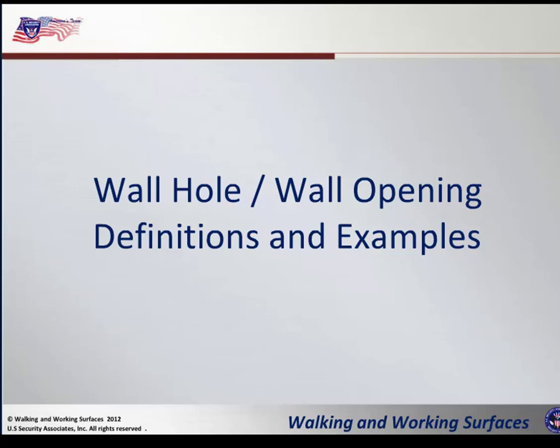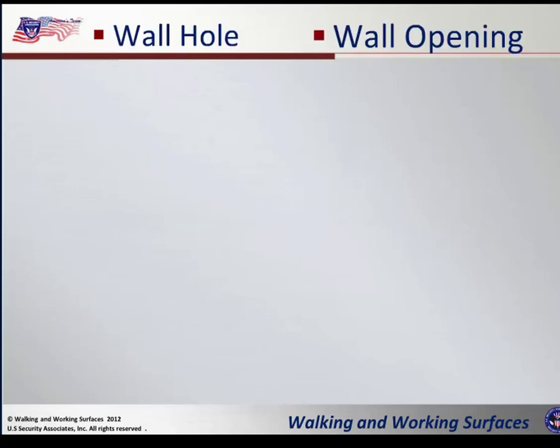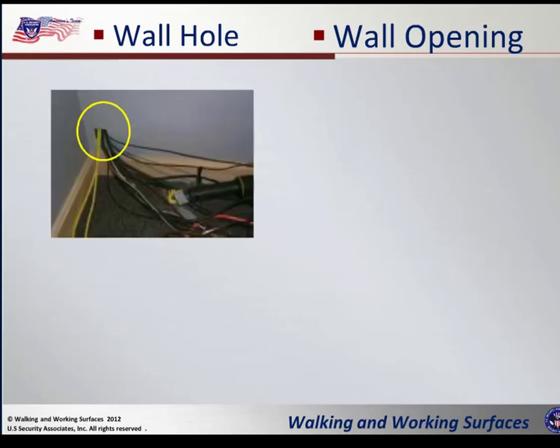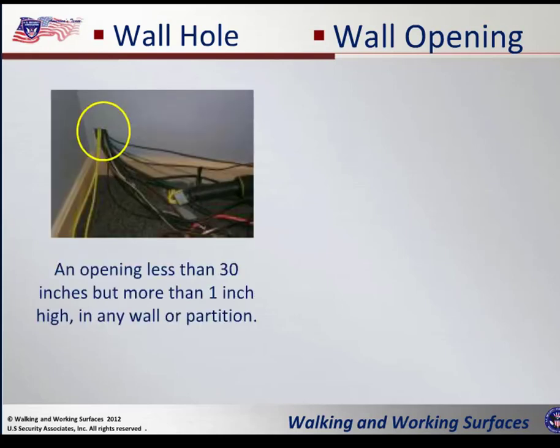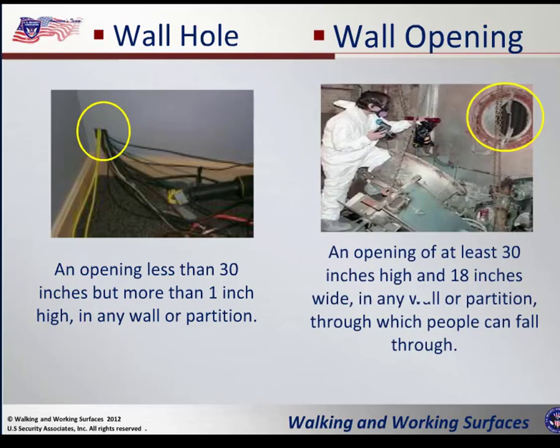Let's move on to wall hole and wall opening definitions and examples. Okay, now let's look at the difference between a wall hole and a wall opening. A wall hole is an opening less than 30 inches but more than 1 inch high in any wall or partition. A wall opening is an opening of at least 30 inches high and 18 inches wide in any wall or partition through which people can fall. So a wall hole is small. Things can fall through, but not people. A wall opening, on the other hand, people can fall through.